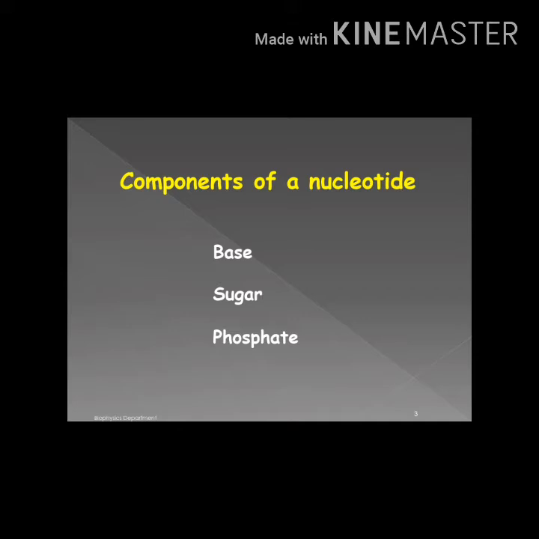a deoxyribose sugar, because one oxygen is removed from the sugar structure in DNA, that's why it is known as deoxy. And the third and most important component, governing a charge to a nucleotide or nucleic acid or a DNA, is a phosphate. So these are the basic components: base, sugar and phosphate.